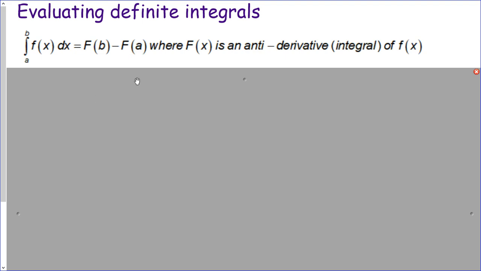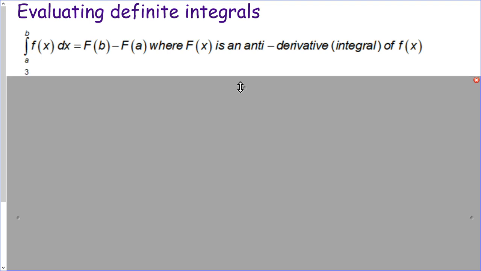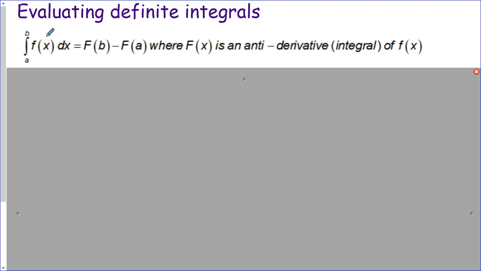Just a little piece, evaluating definite integrals. If you've got any antiderivative, it doesn't matter what your constant value is, f of x is an antiderivative, you just subtract the antiderivative evaluated at the bottom value from the antiderivative evaluated at the top value. So subtract this one from that one.